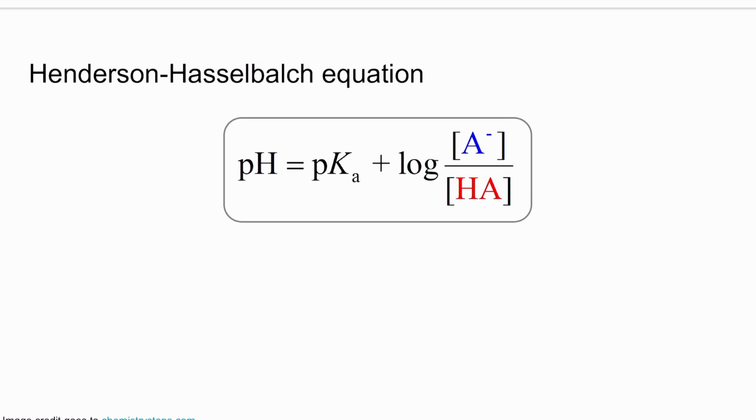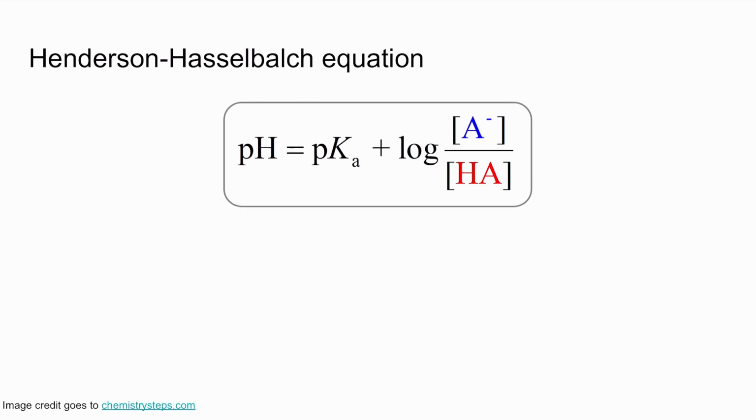So this equation is super useful for pH and pKa relationships. It basically says that pH is going to be equal to a functional group's pKa plus the log of the concentration of acid over concentration of base. Let's go through each part.